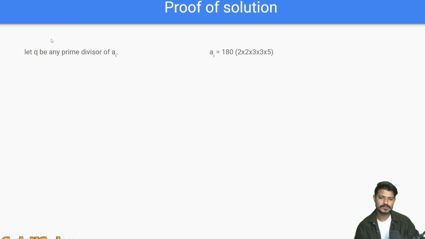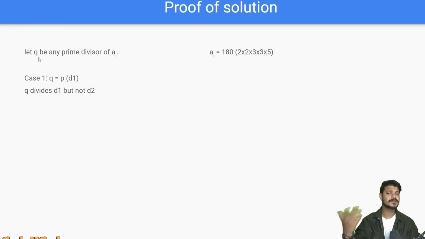So now when I'm going through all of the primes of AI to prove this, the prime will either be equal to 2 or 3 or 5. So two cases: the prime Q that I'm talking about, all of the primes of AI, I'm calling them Q. Q can either be equal to P, that would be case 1, or it won't be equal to P.